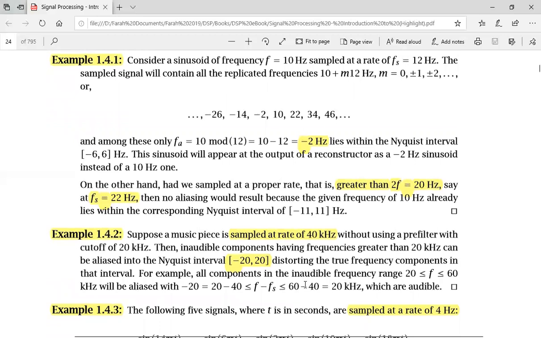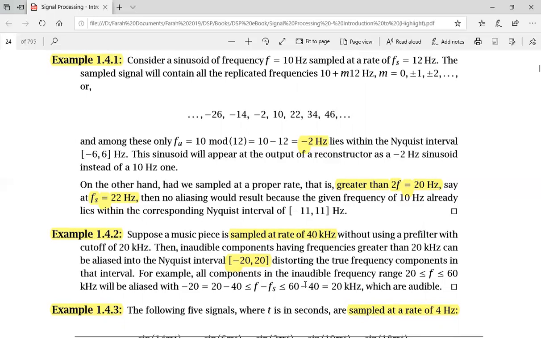Then again, in this example 1.4.2, now you are having a music signal, and for music it would be an audio signal. That's why its sampling rate would be 40 kilohertz. Okay, this we have seen. For this 40 kilohertz sampling, your Nyquist interval would be half of it, that is plus minus fs by 2, from minus 20 to 20 kilohertz.